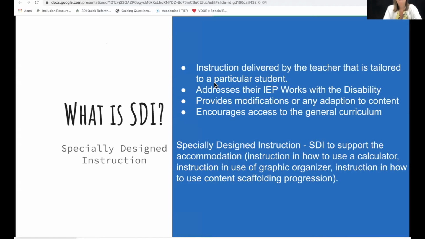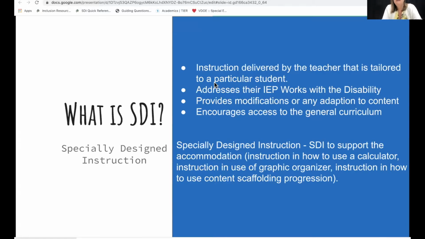Well, it is instruction designed by the special ed teacher, or it can be an OT, PT, or speech language, that is tailored to a particular student. It addresses their IEP work, and it also addresses the disability which they have. It is providing the modifications and the adaptations to the content that allows them access to the general curriculum.